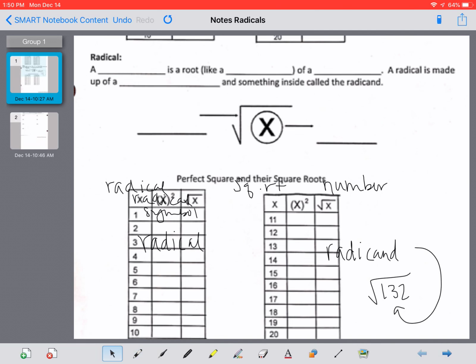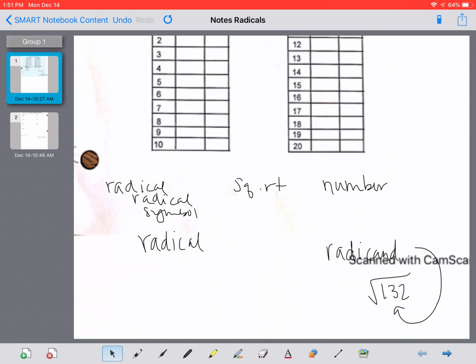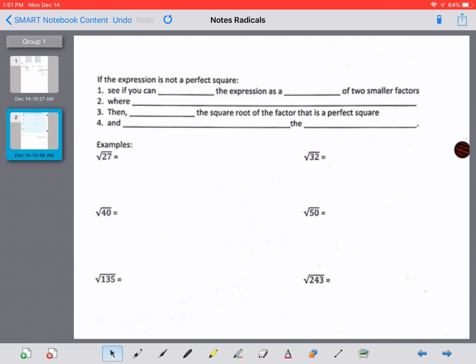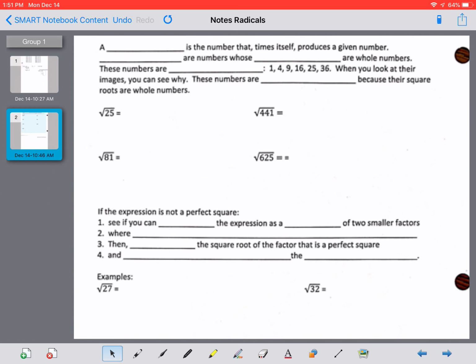Perfect squares and their square roots. I'm not going to take time to fill that out because we kind of just did above. So moving on to the back side here where we actually are going to simplify our square roots.